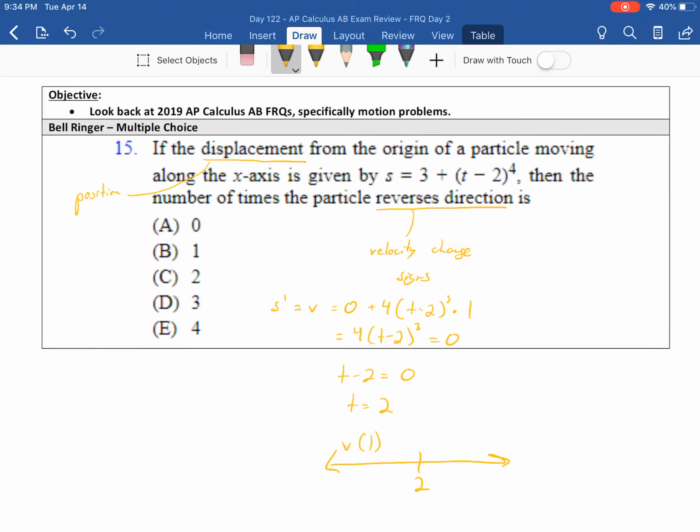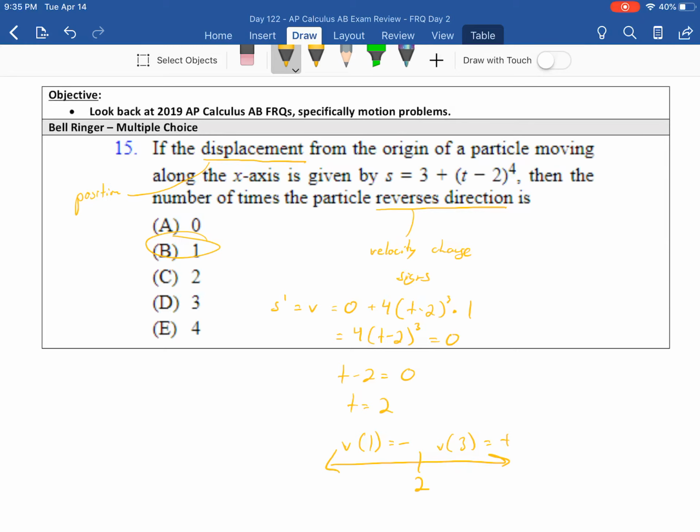So we'll try v of 1. If we plug in 1 into the equation for v, we get 1 minus 2, which is negative. If we cube it, it stays negative. Multiply by positive 4, and it remains negative. Now let's try a value greater than 2. 3 minus 2 is positive. If we cube it, it's positive. If we multiply by 4, it is positive. So at 2, it indeed changes signs from negative to positive, which means the particle reverses direction. Since that's the only value where it does that, it's only one time where the particle reverses direction.